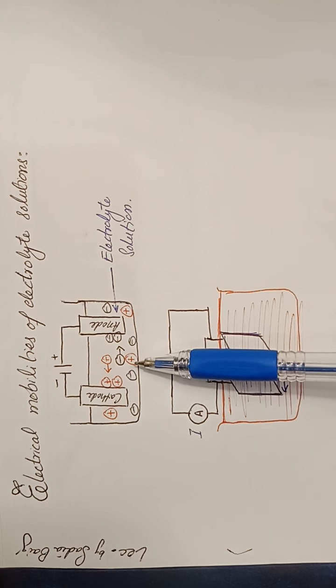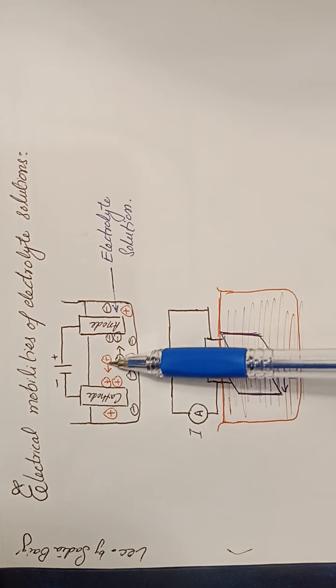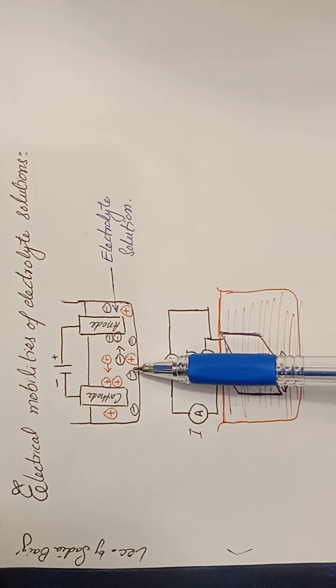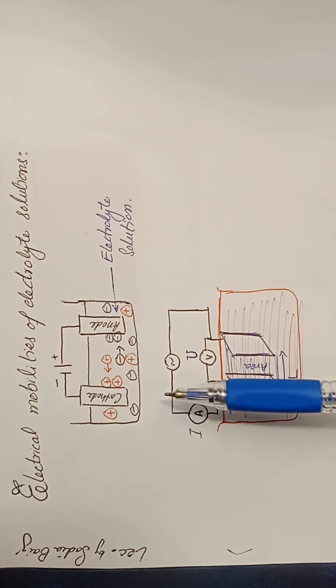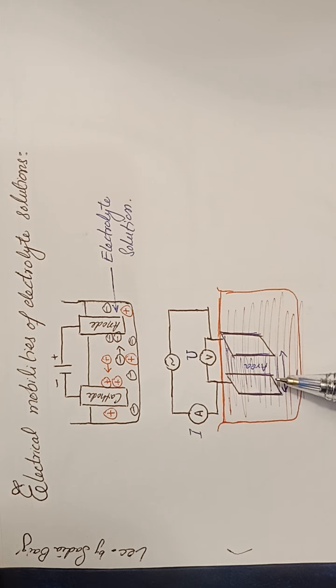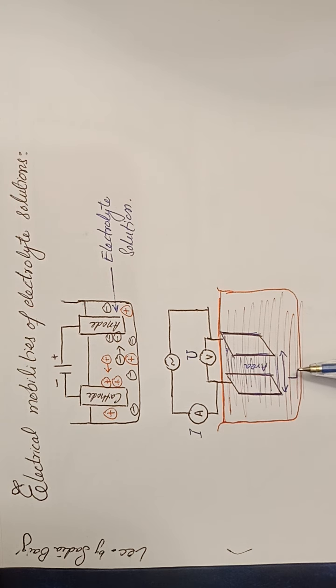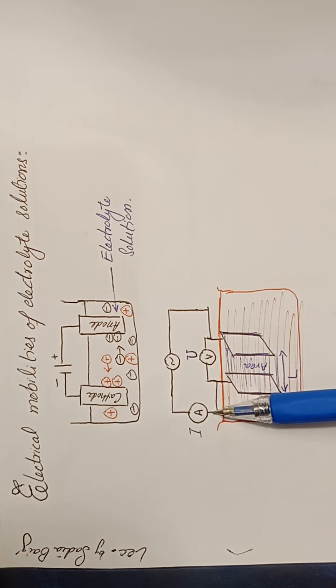So practically, the movement of these ionic species generates the current, which cannot be measured using this simple cell. For this purpose this kind of assembly is used, which is a kind of Wheatstone bridge cell. So here we have a conductivity cell in which we can apply the potential, and also we can measure the current.